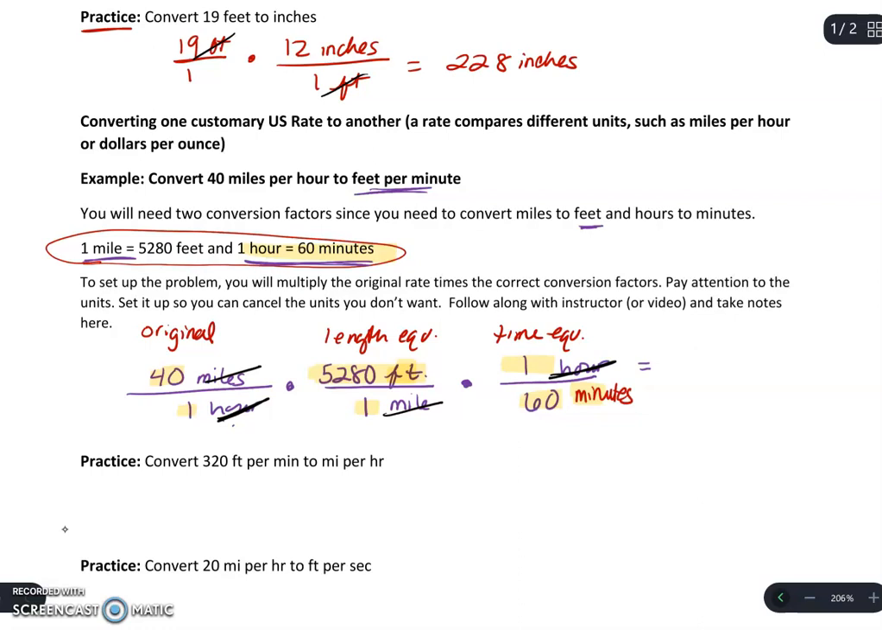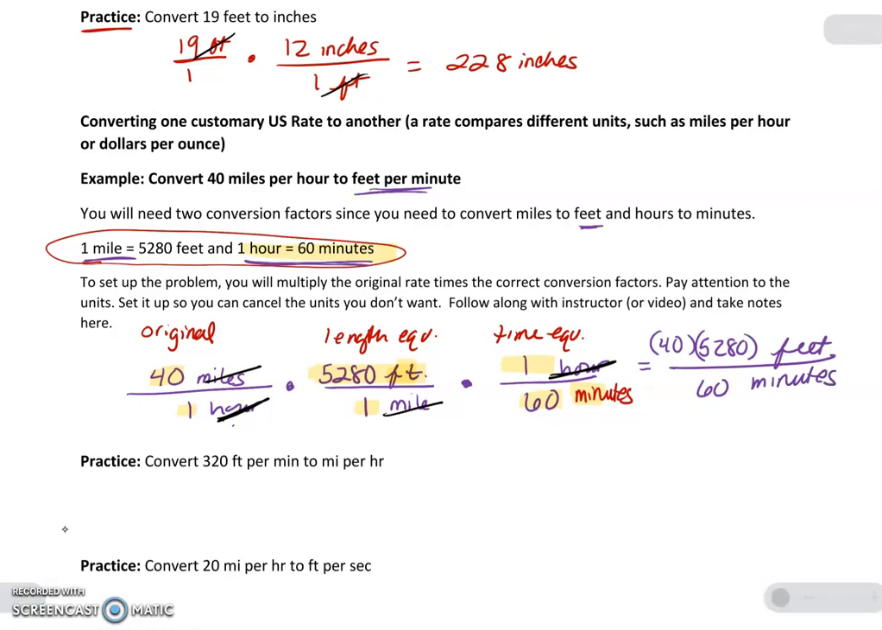And we're going to go ahead and multiply across the top. So we would do 40 times 5,280. And that would be in feet. And then we have 1 times 60 minutes. And we want this per 1 minute. So we're going to just go ahead and divide out all this part right here.